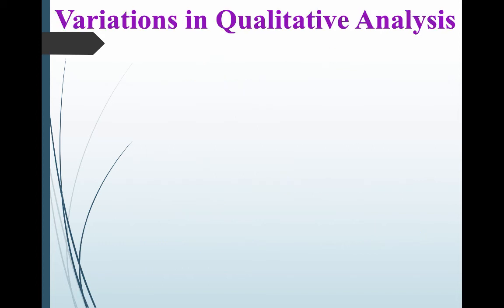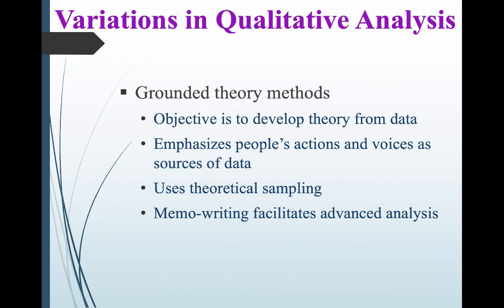All right, so variations in qualitative analysis. Grounded theory is pretty popular, right? The objective in grounded theory is to develop a theory from the data. So it's an inductive approach to research in which theories are generated solely from an examination of the data rather than being derived deductively like quantitative analysis does. So it emphasizes people's actions and voices as the sources of data. So people are the data. So what they do and what they say is the focus of the analysis.